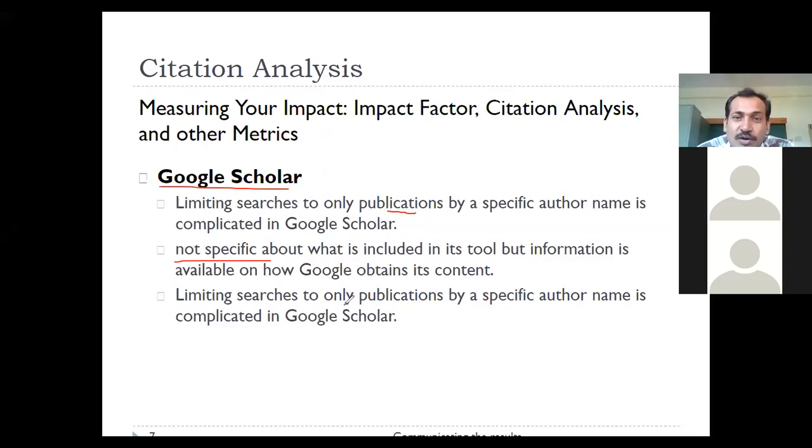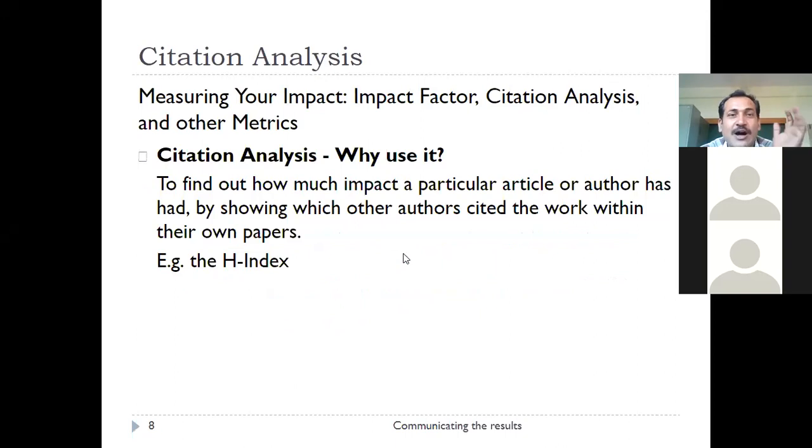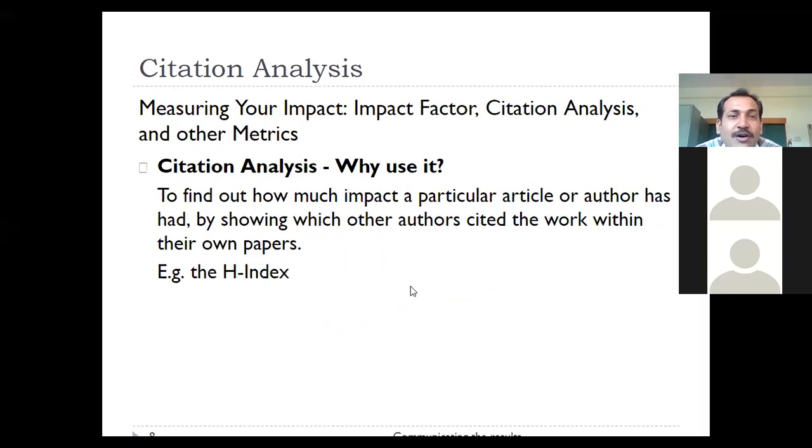Limiting searches to only publications by a specific author name is also complicated in Google Scholar. So all these things are relatively complicated. And again, it is complicated because not much attention is paid since it is a free version, right? So therefore, usually, if we want to restrict the searches, that is relatively difficult in Google Scholar. We will see what all these things are. Before going to see Google Scholar, maybe I will show you the live demonstration of Google Scholar.